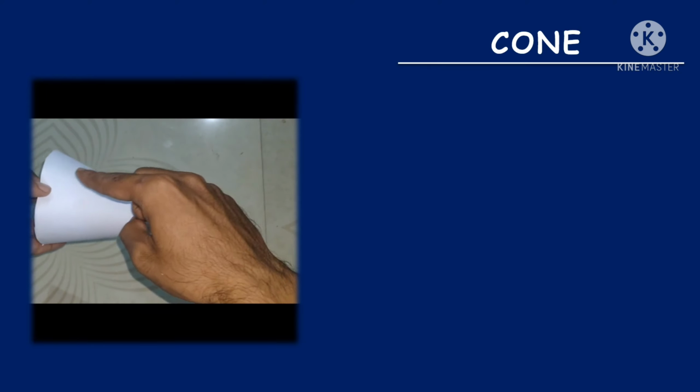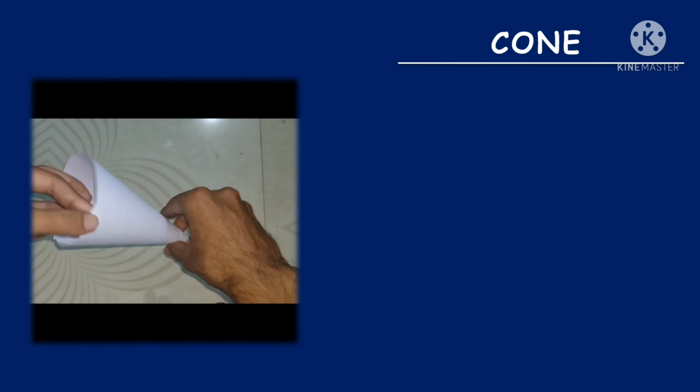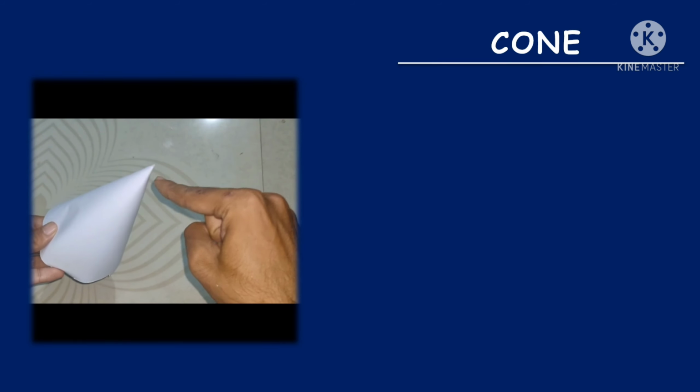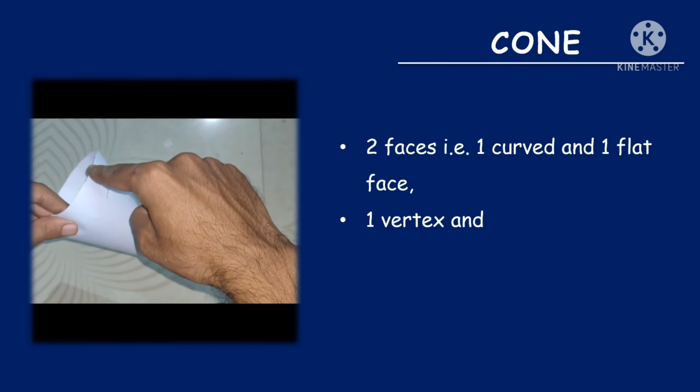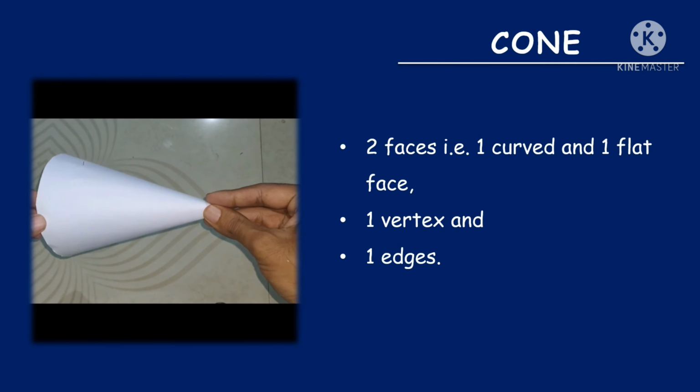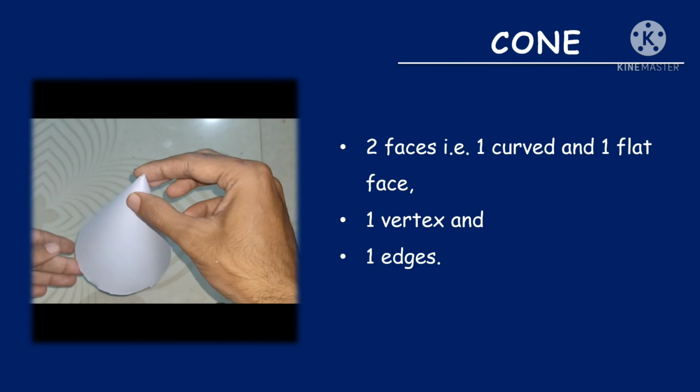This is a cone. As you can see, it has two faces. This one is the first face and this one is the second face. It has one vertex and one edge. So a cone has one corner or vertex, one edge and two faces.